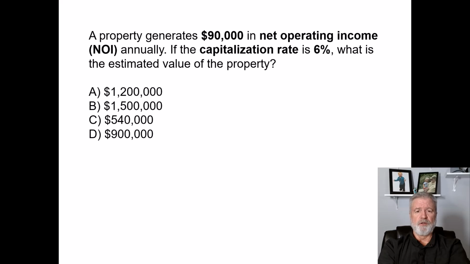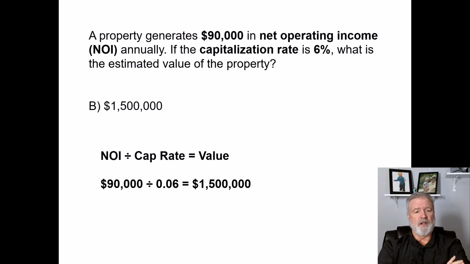You don't have to worry about converting it to a decimal. But if for some reason you've got an antique calculator and it doesn't have the percent sign, then you will have to convert it to 0.06. So you would put 90,000 in your calculator, 90,000 divided by 6, and then hit the percent key, and that should give you the answer. And in this case, looks like the answer is $1,500,000, so $1.5 million in value.